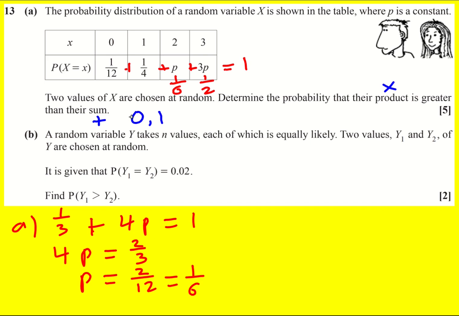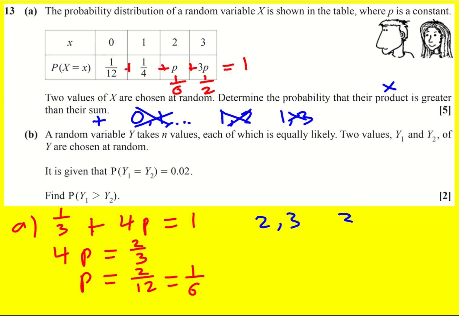Now the product of these is going to be 0, and the sum is going to be more than that. So actually we can rule all of these out. Anything with 0 in fact isn't going to work. We could try 1 and 2 and 1 and 3, but actually for these as well, the sum's going to be bigger than the product. This leaves us with 2 and 3. The sum is 5, but the product is 6, so that one works.